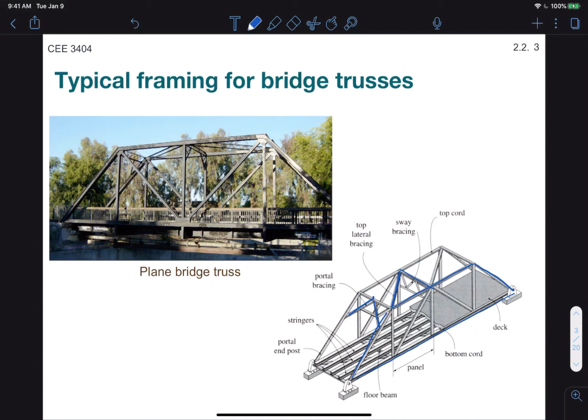And in terms of the trusses, the real terminology that you need to be aware about is the chords. So the bottom chord is the entire bottom section of this plane truss, and the top chord is the entire top section.